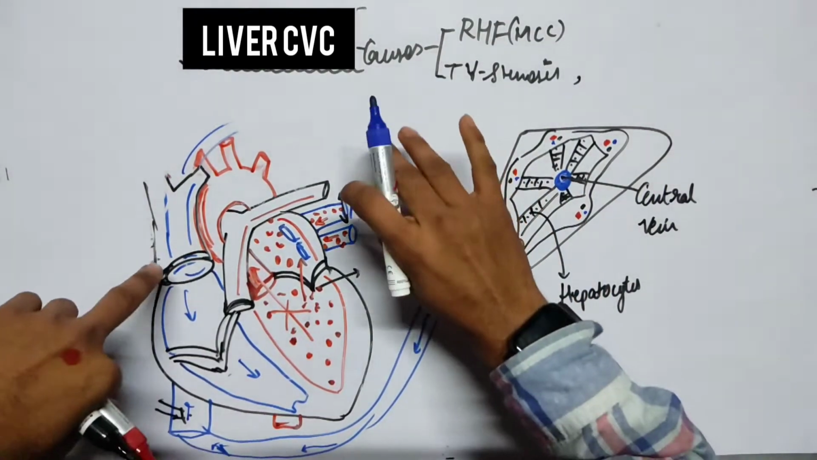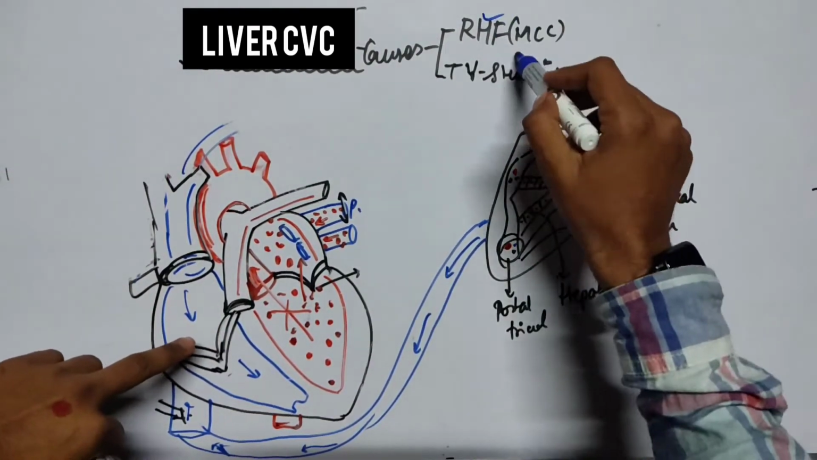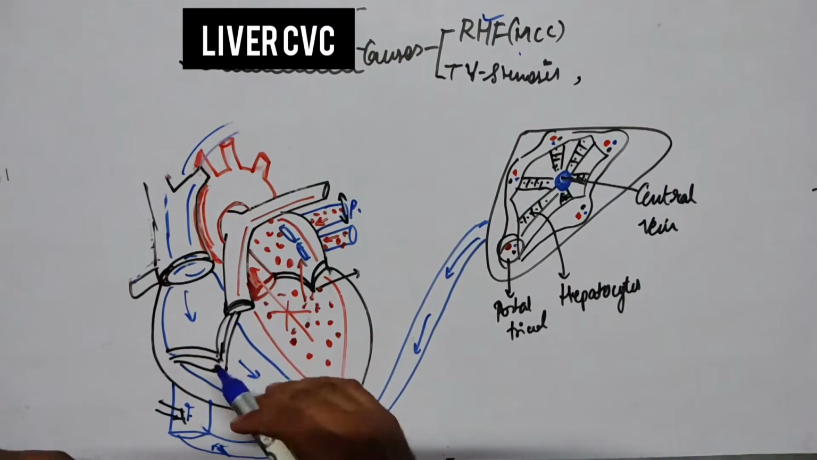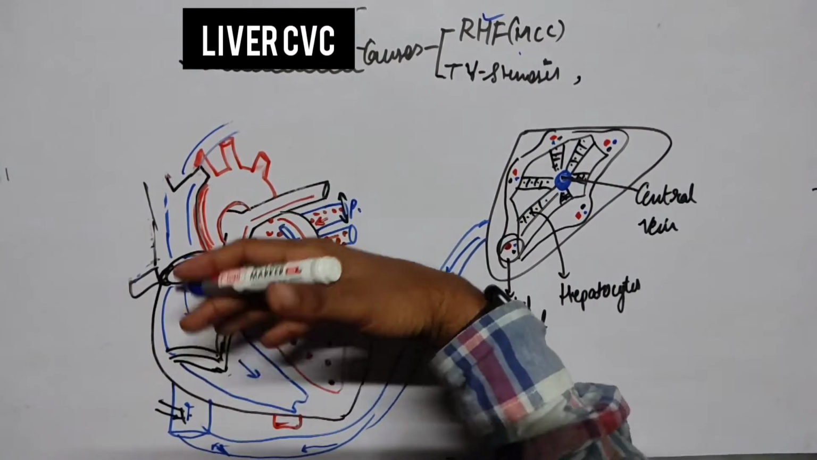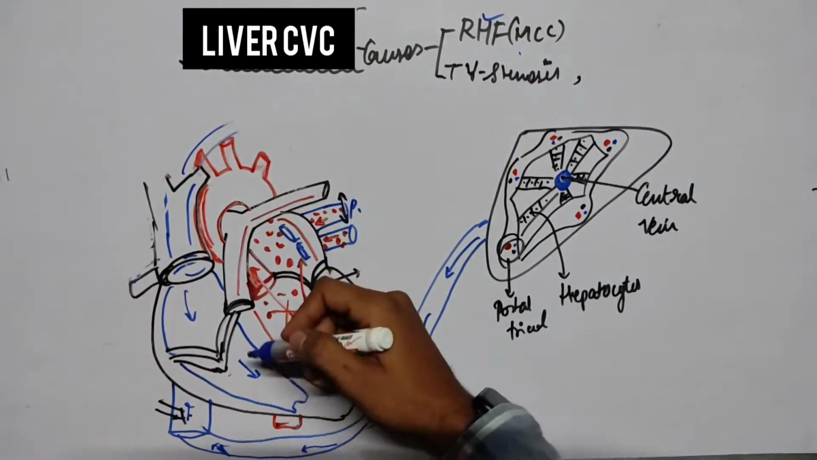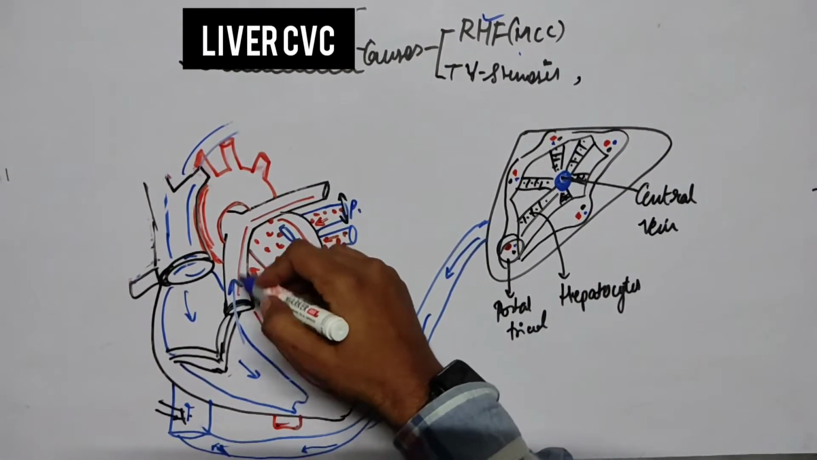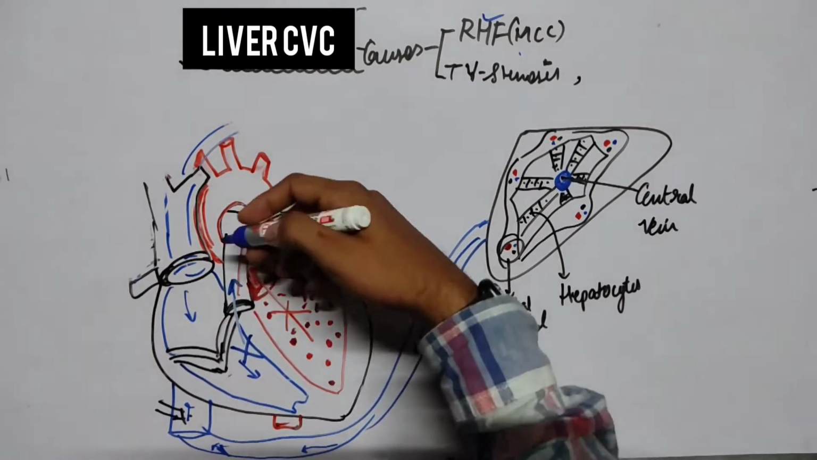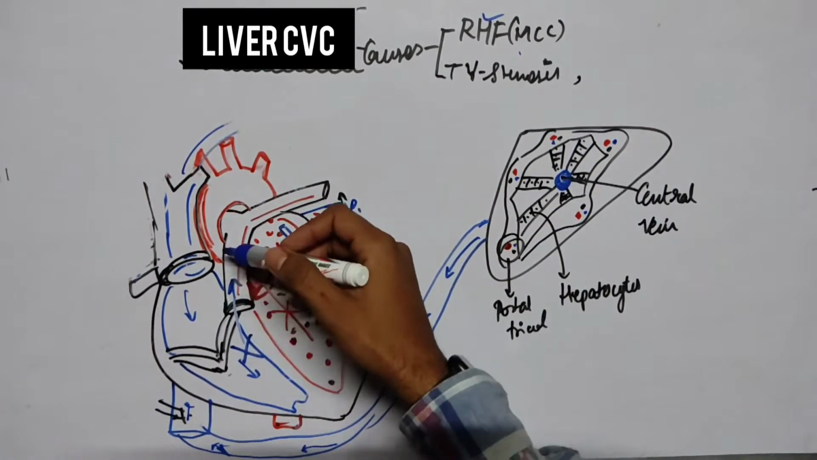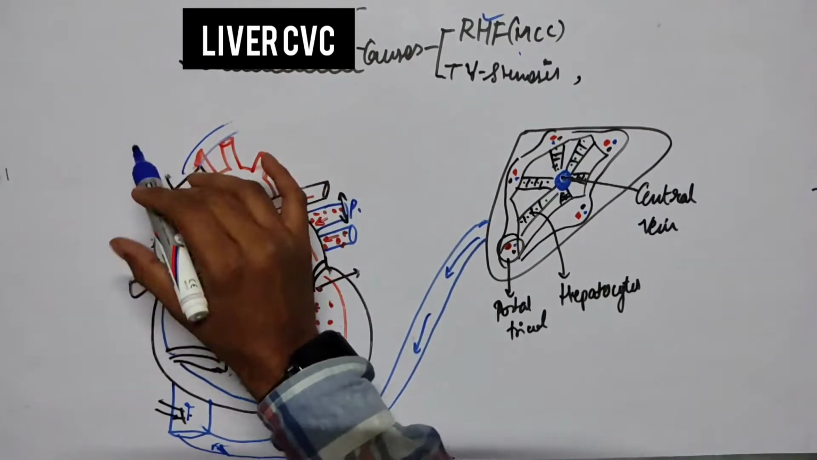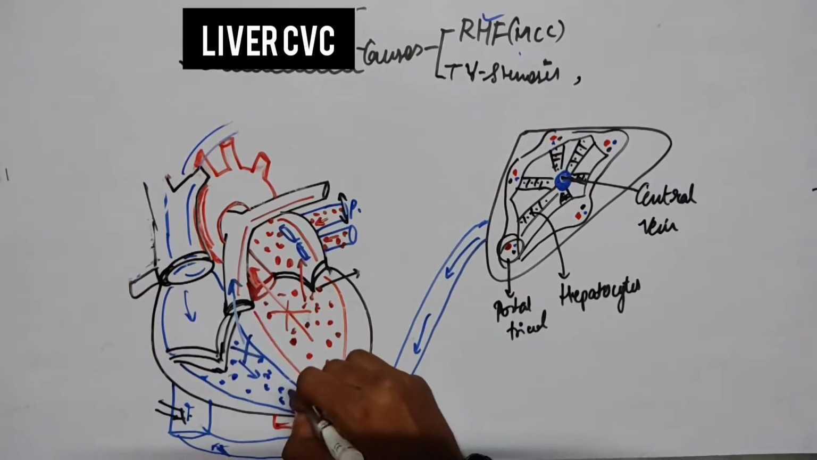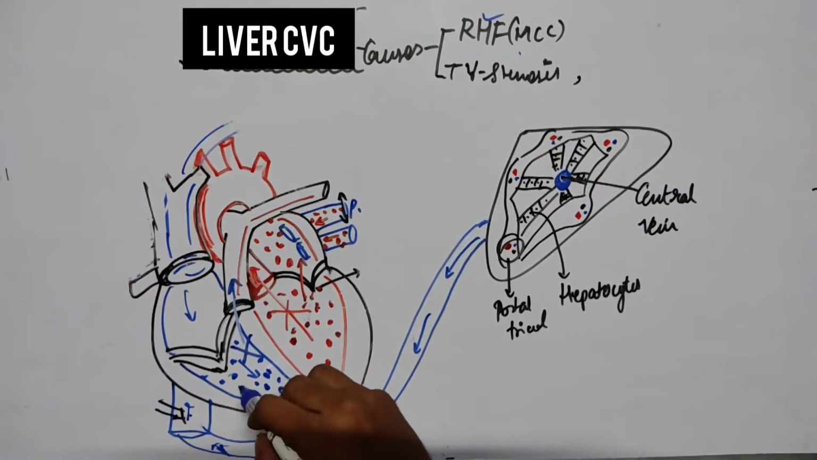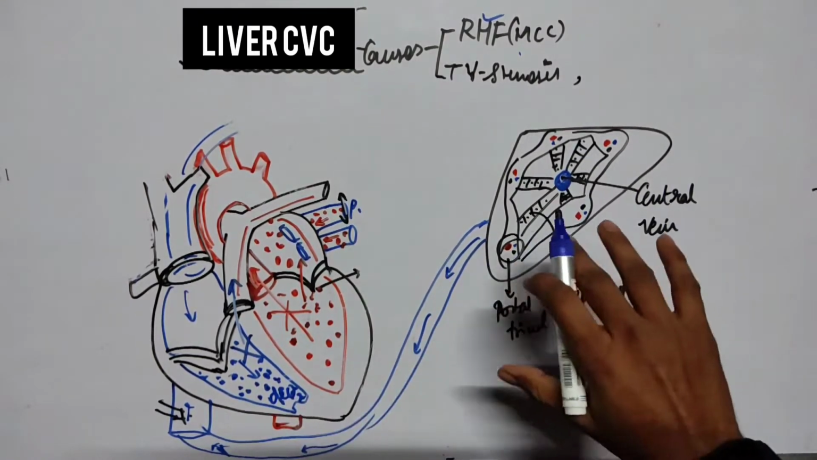So what happens during right side heart failure, which is the most common cause of the liver CVC? In right side heart failure, the right ventricle is not able to pump the blood to the lung. If it cannot pump the blood through the semilunar valve into the pulmonary trunk, the blood will get accumulated inside the right ventricle like this. So deoxygenated blood, which is coming from all over the tissue, will get accumulated here.